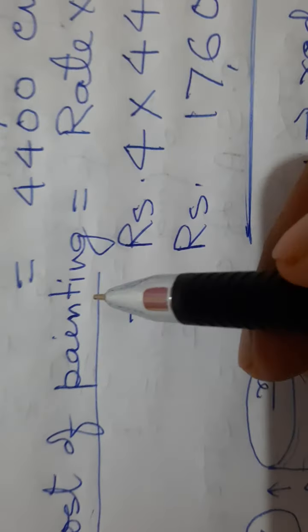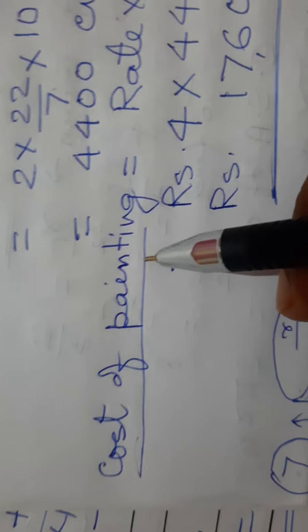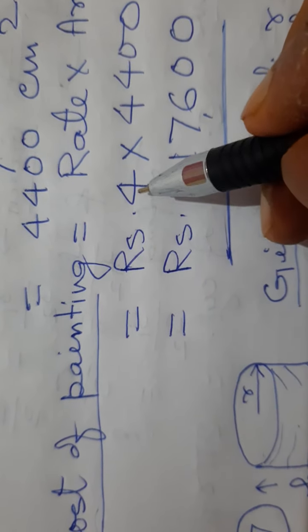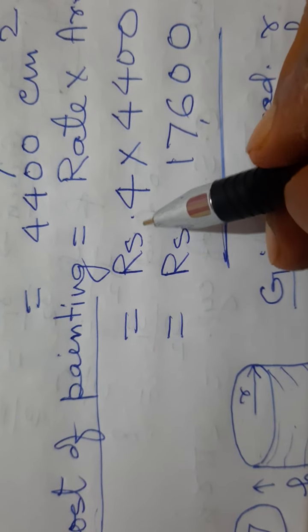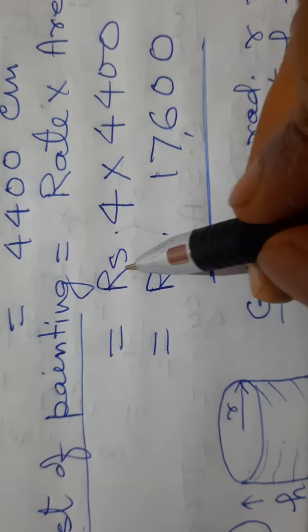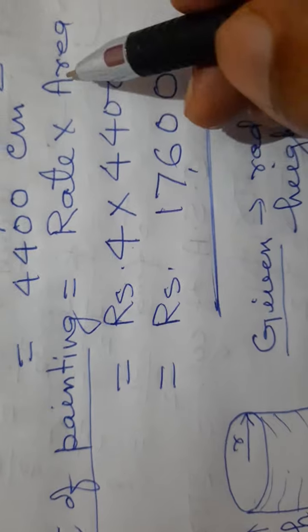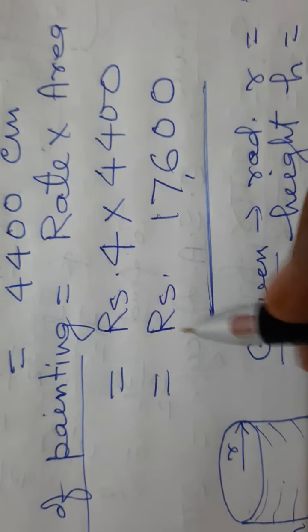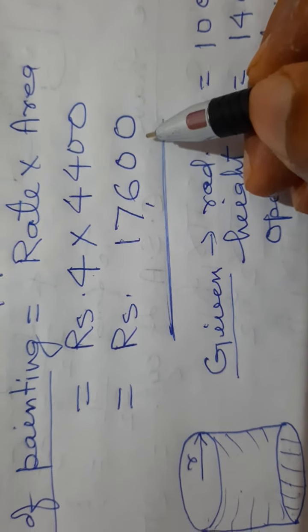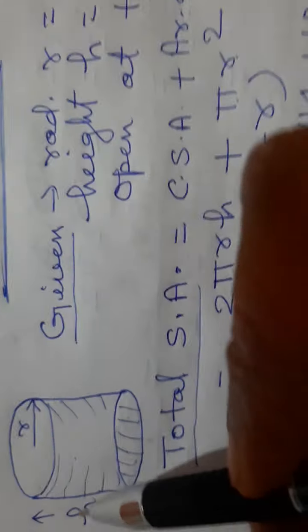Hence, cost of painting is equal to rate into area. Rate rupees 4 per centimeter square. So the cost is equal to rupees 4 into area 4,400. That is equal to rupees 17,600.